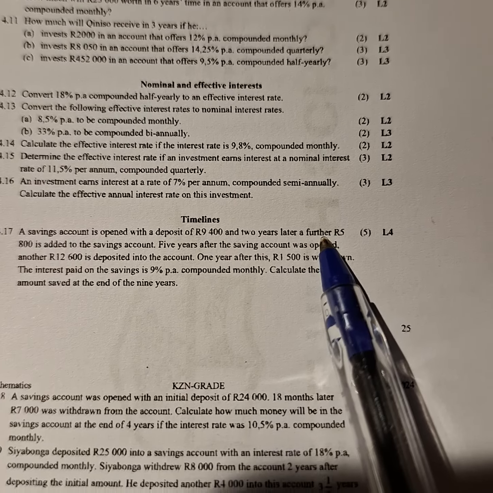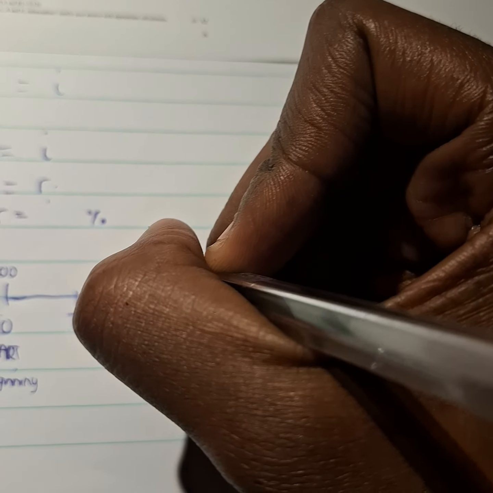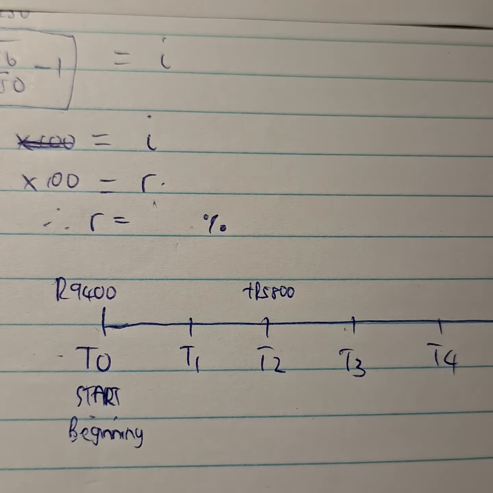9,400. Then we further read that 2 years later, a further 5,800 is added. 2 years later, so that's 1, 2. There it is. I say plus 5,800.